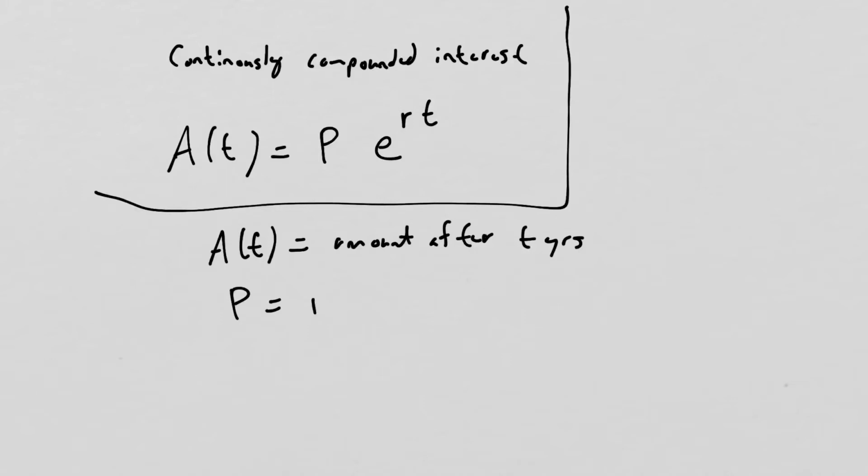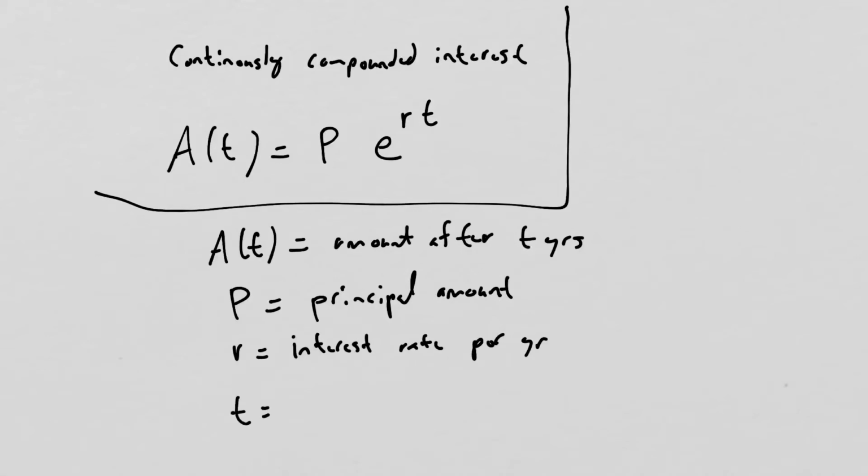P is the principal amount, r is going to be the interest rate per year, and t is the number of years.